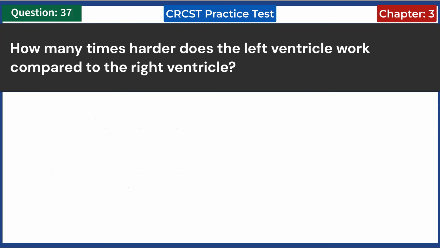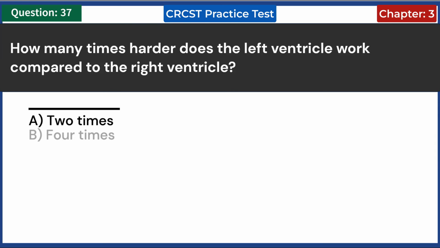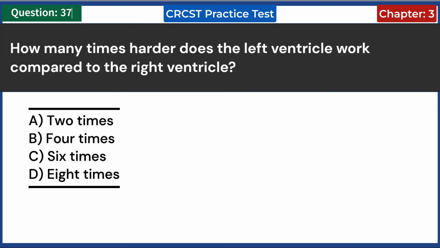How many times harder does the left ventricle work compared to the right ventricle? A. 2 times. B. 4 times. C. 6 times. D. 8 times. Answer: C. 6 times.